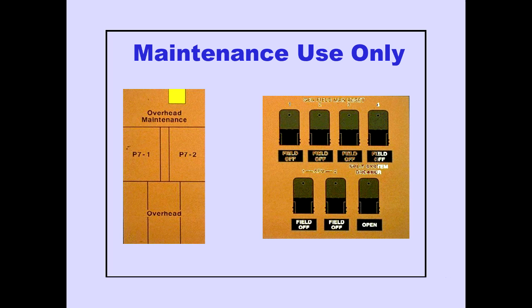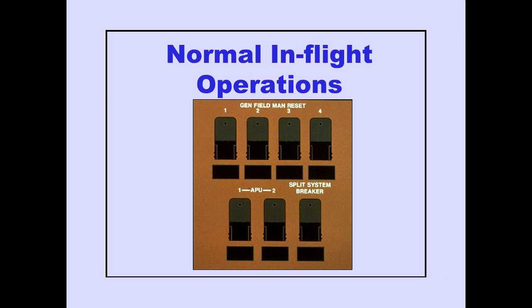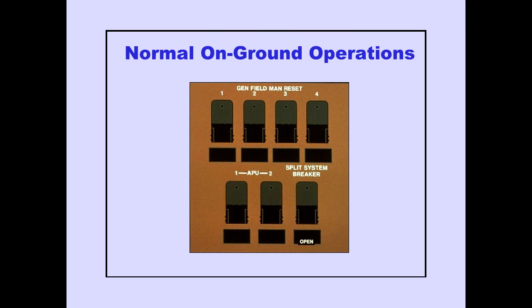An electrical maintenance panel located on the overhead maintenance panel is provided for maintenance use only. For normal in-flight operations, all switch guards should be down and all indicator lights off. For normal on-ground operations, with either external power or an APU generator powering each side of the synchronous bus, the split system breaker light is illuminated.